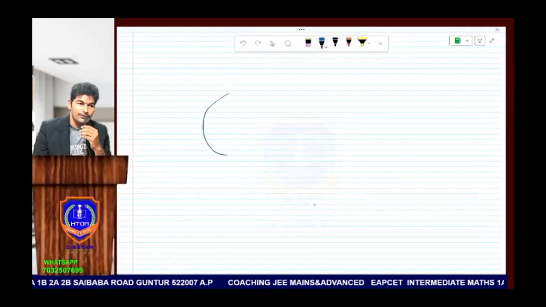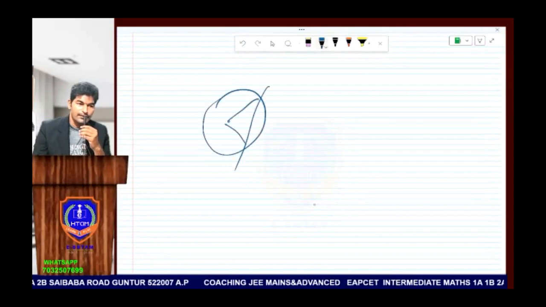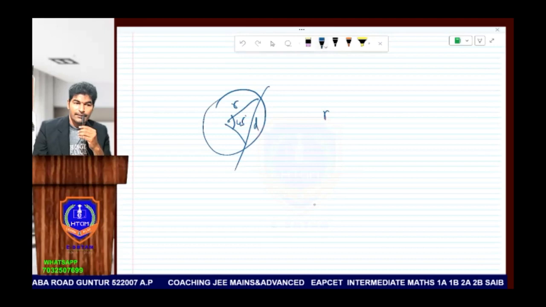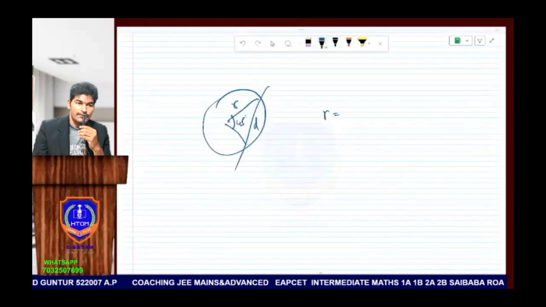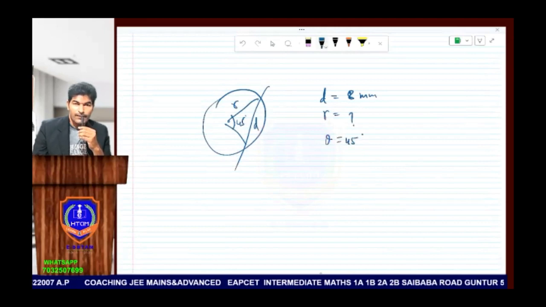So this is a circle, this is a chord, this is the center, and it is making how much angle? 45. We have to calculate the R value. The chord length was given, right? D is equal to 8 millimeters. R we don't know. Theta he said 45 degrees. Understood?